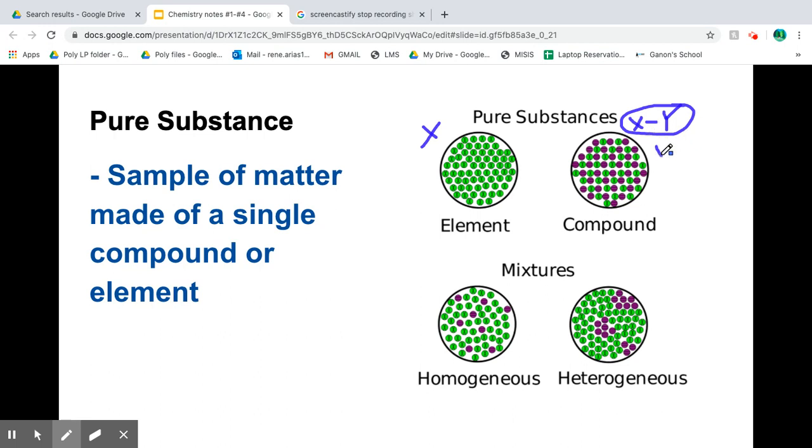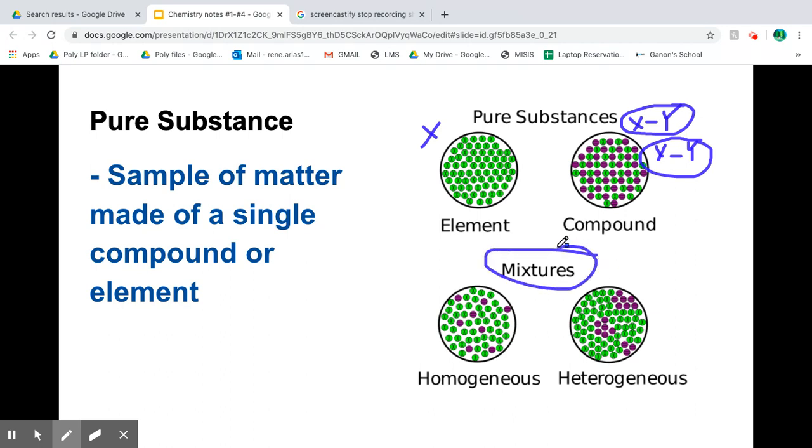So, but we have a bunch of these next to each other. So we have a bunch of these compounds next to each other. That is still a pure substance because I still have only one type of molecule. Okay, so things have to be chemically bonded. That is a pure substance.